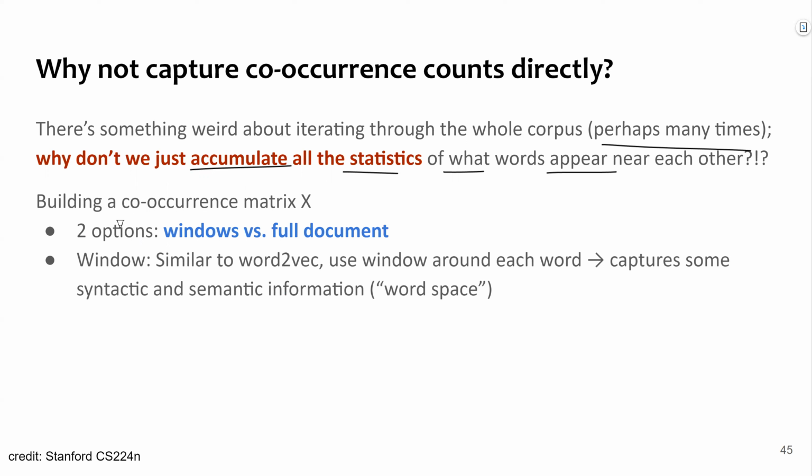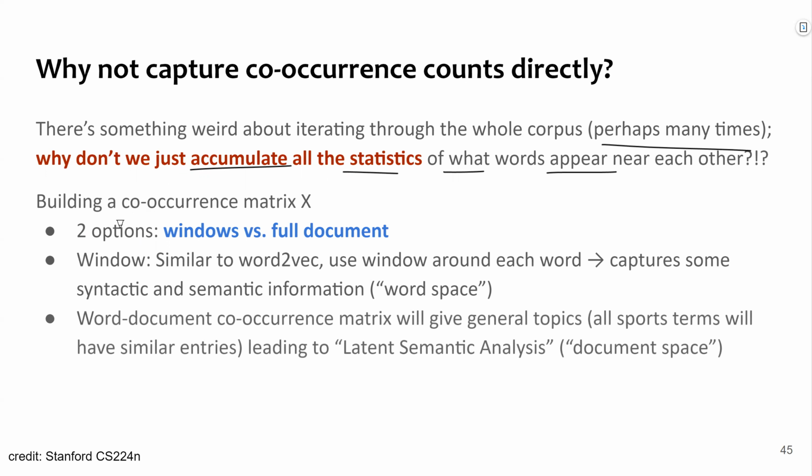Window-based is similar to word2vec. Use a window around each word and capture some syntactic and semantic information. And the word-document co-occurrence matrix will give general topics. All sports terms will have similar entries, leading to latent semantic analysis. Document space. So it's like word space and document space.